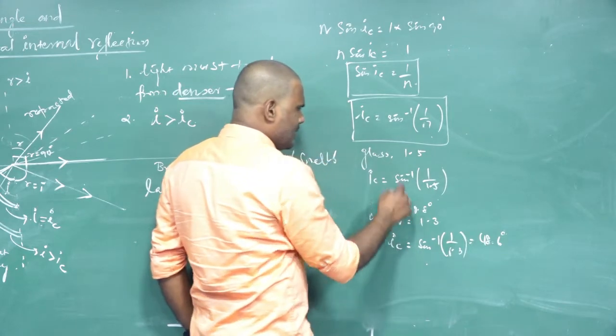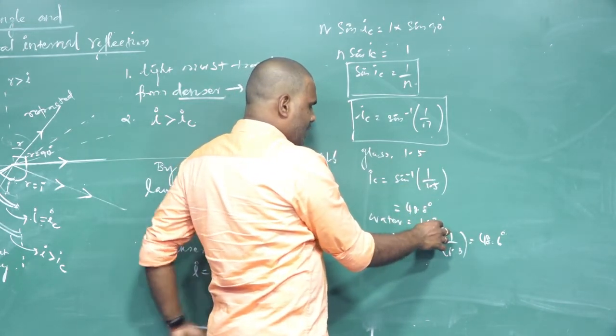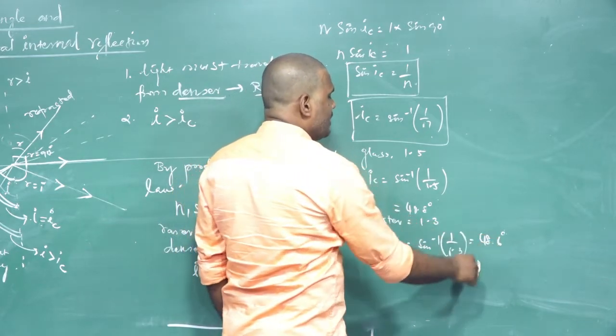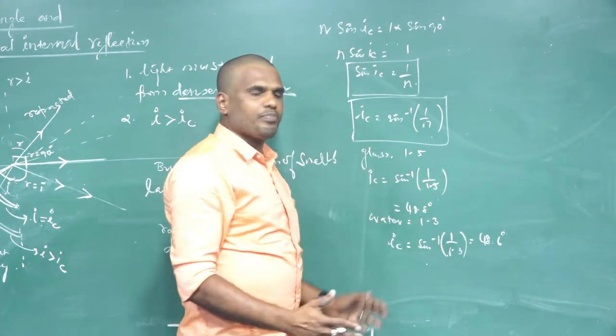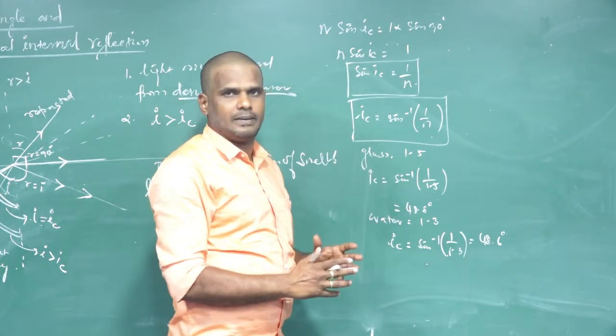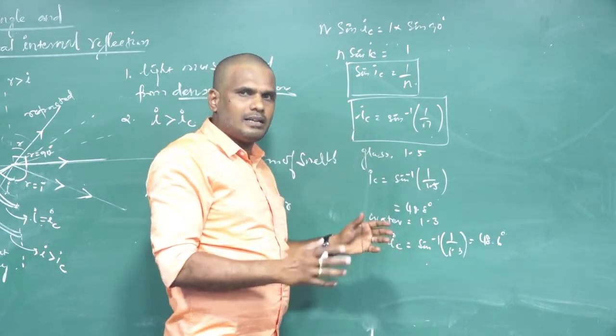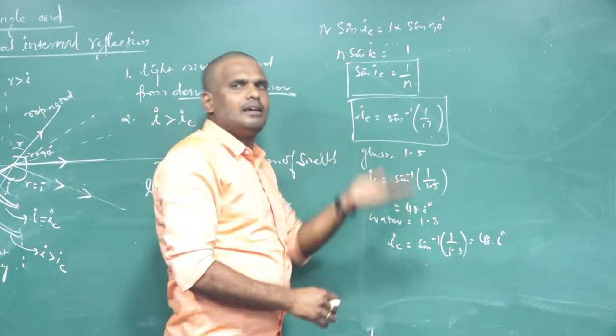You just look at the case here. When the refractive index is more, the critical angle is less. When the refractive index is less, the critical angle becomes more. So I can say the refractive index and critical angle vary inversely. As the refractive index increases, the critical angle decreases. As the refractive index decreases, the critical angle increases.